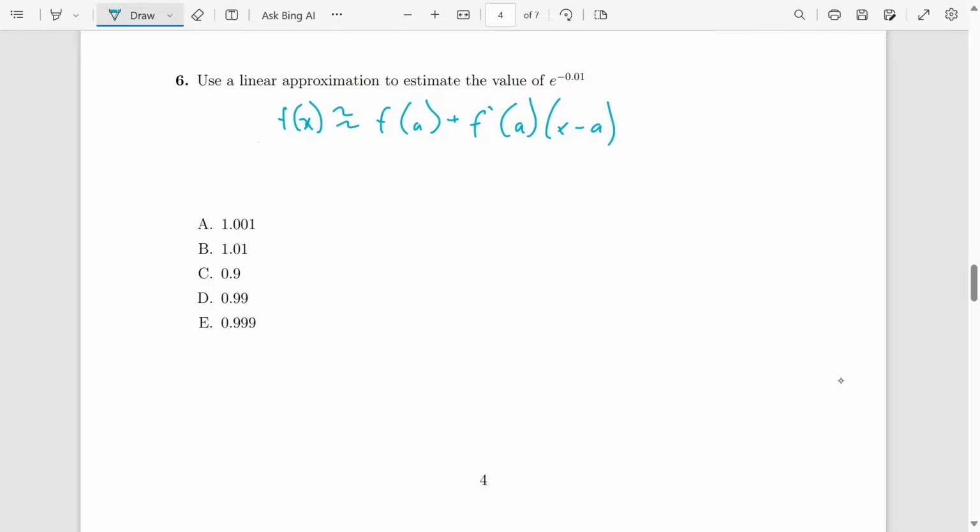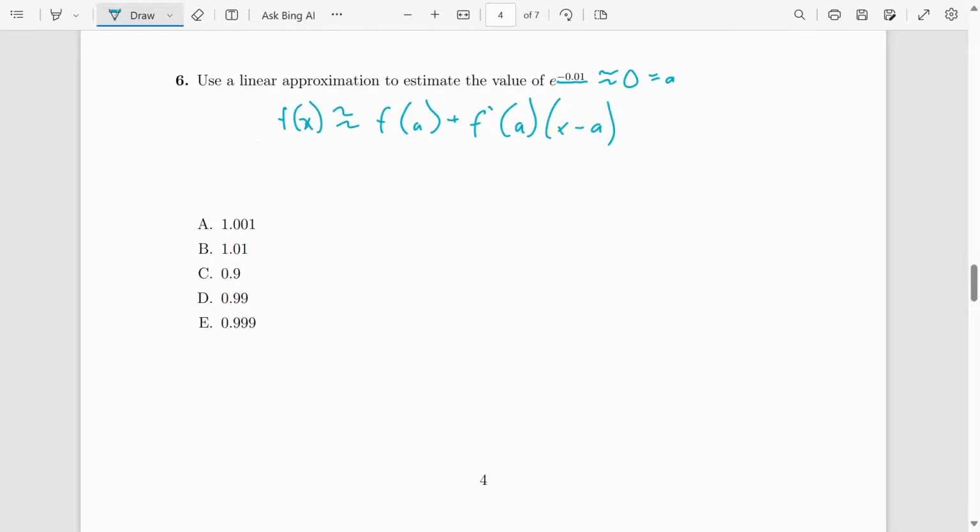In this case, a is going to be a value that is really close to what we need to plug in. Since the value we are approximating is negative 0.01, a number that is really close and easy to substitute in would be 0. So that is going to be our a value, 0. Our x value is going to be the original, which is negative 0.01.